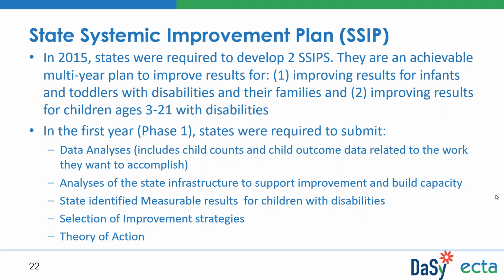So the first year, and this is where I think Jackie mentioned, and this data may be helpful to you in your needs assessment, states were asked to conduct a data analysis on what the needs of children with disabilities and their families were in their state. Identify what infrastructure was in place to support that and what would need to be done to build capacity. They were asked to identify what you may hear referred to as a SIMR, which was the measurable result that we hope to achieve through this plan and its implementation. Identify improvement strategies and a theory of action. So this may sound familiar to those of you who are working on your needs assessment and looking at the PDG work.